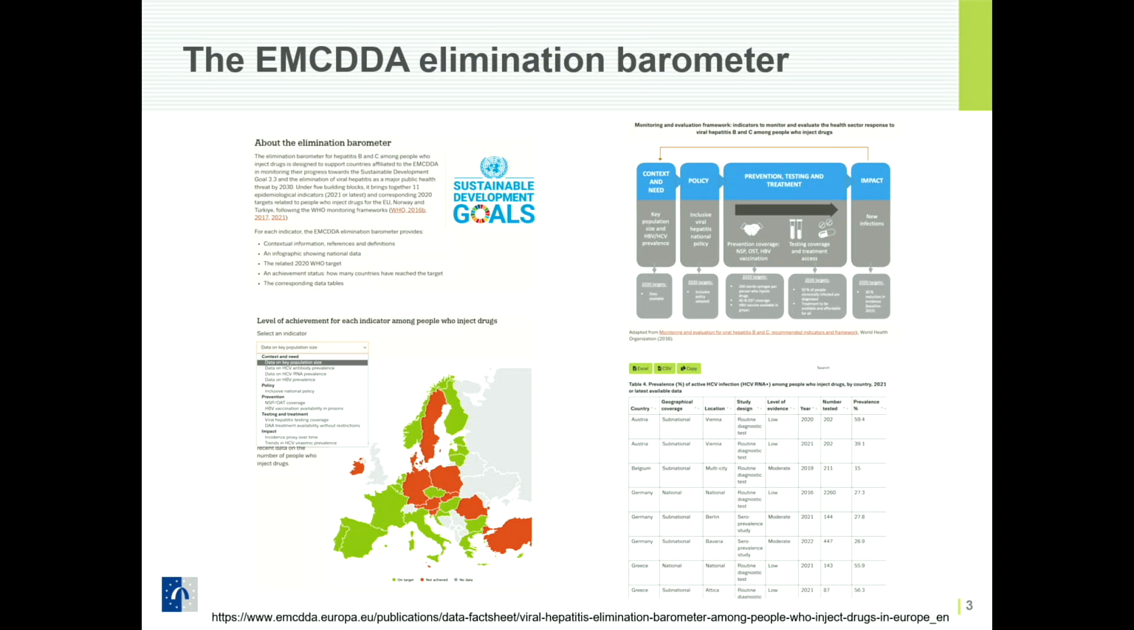And in this brief intro, I'm going to focus on 3 types of indicators, namely prevention, continuum of care, and impact, to see how we are doing, but also their limitations and how observational studies can and should support the monitoring among this key population.